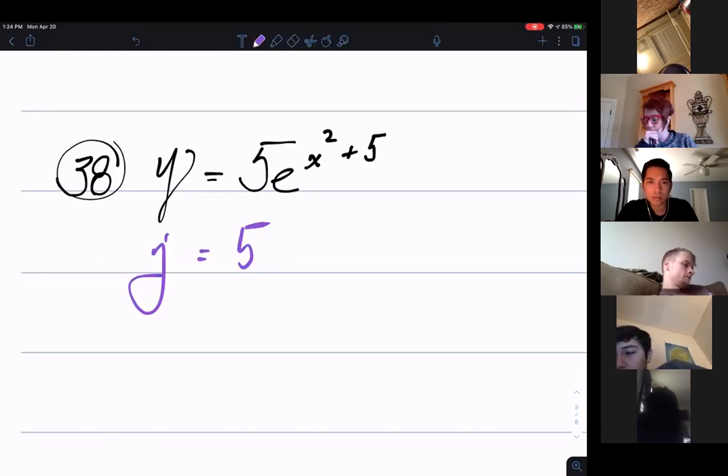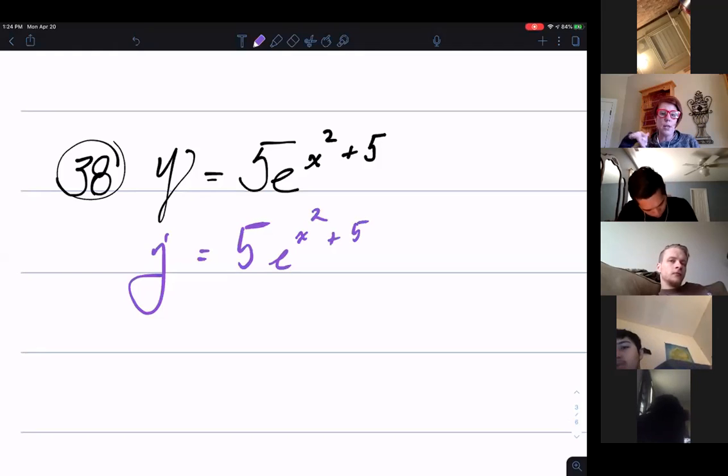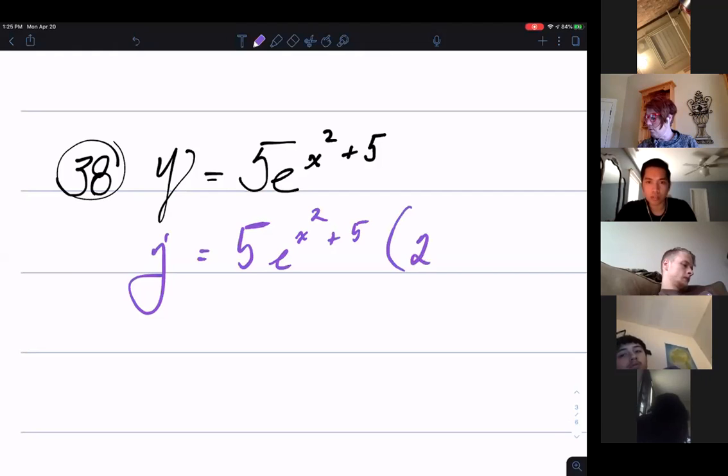And then what? Then parentheses e to the x squared plus 5. Yeah, so basically copy the entire thing. So you've got e to the x squared plus 5, and that plus 5 is still in your power. It's just not in the power of the power. Okay, so derivative of what? Times the derivative of x squared plus 5. Yeah, which is 2x.